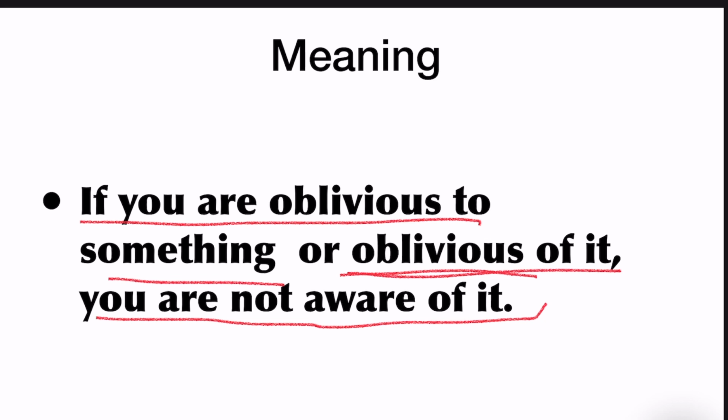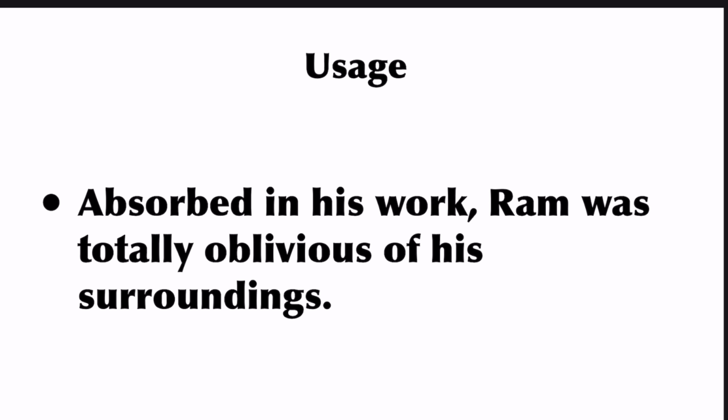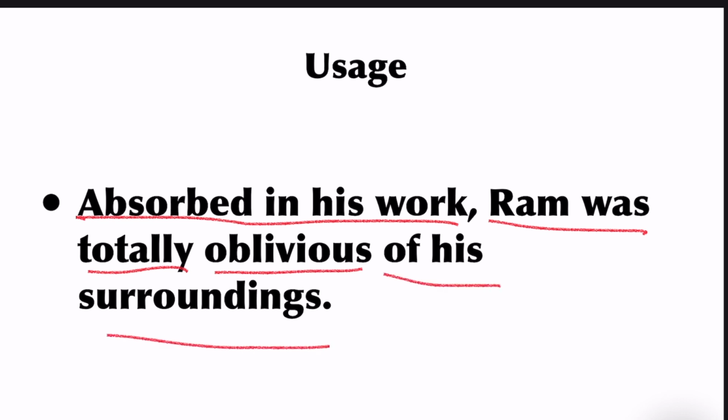Now, let us use the word oblivious in a sentence. Look at this example. Absorbed in his work, Ram was totally oblivious of his surroundings. It means, absorbed in his work, Ram was totally ignorant of his surroundings, unaware of his surroundings.